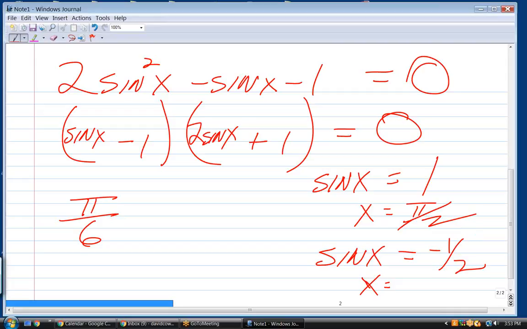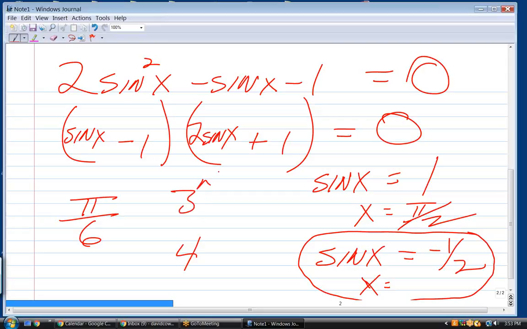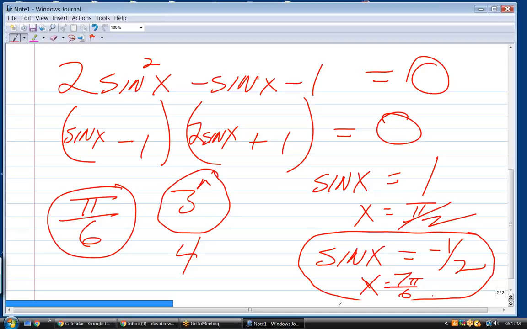So which quadrants are we in? Are we talking about where the sine is equal to negative something? That's the third and fourth. What's the third quadrant angle that agrees with pi over 6? 7 pi over 6. And the fourth quadrant? 11 pi over 6. There's your answers: pi over 2, 7 pi over 6, and 11 pi over 6. All three of those satisfy that equation.